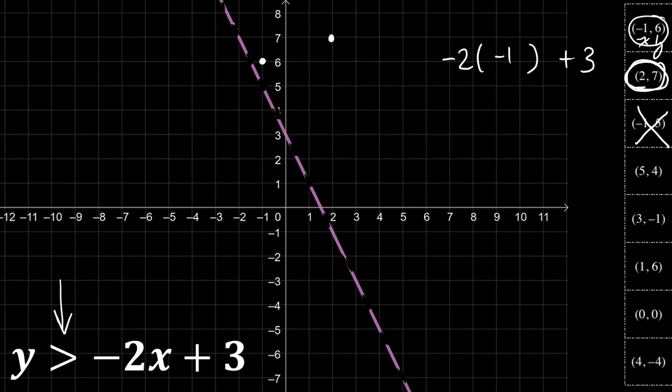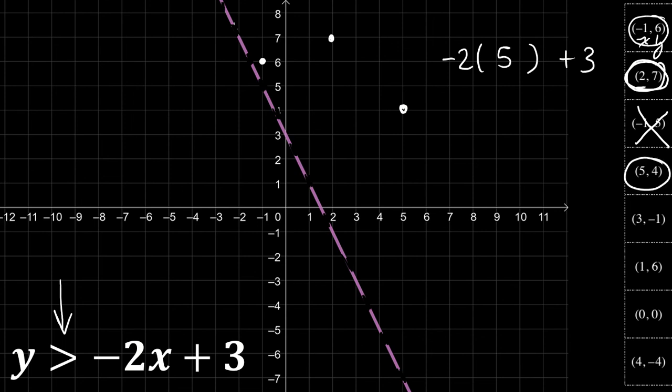5, 4, over 5 up 4. It's going to work. When I put a 5 in there, that's -10 plus 3, which becomes -7. And on the other side of that, I got 4. Is 4 greater than -7? Yeah, that's why that dot's there.